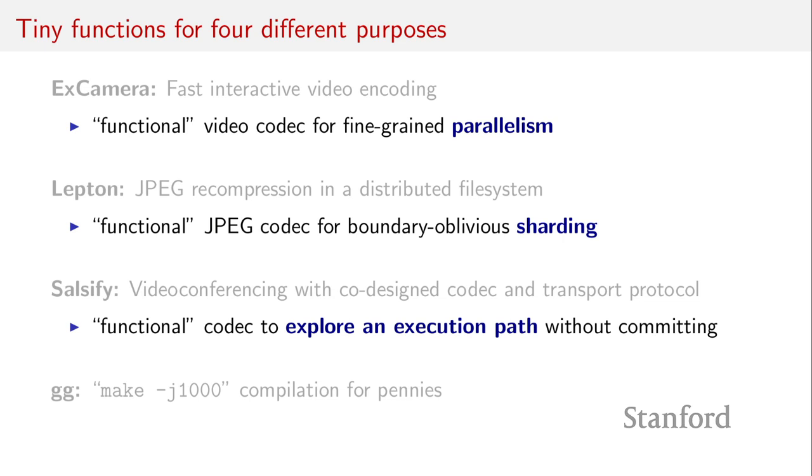In the case of the real-time video conferencing, we use this functional abstraction to explore an execution path without committing to it. To say, what if we encoded the video at a high quality? What if we encoded the video at a low quality? And then we'll make a decision which one we wanted to do only after the fact. We can rewind state.